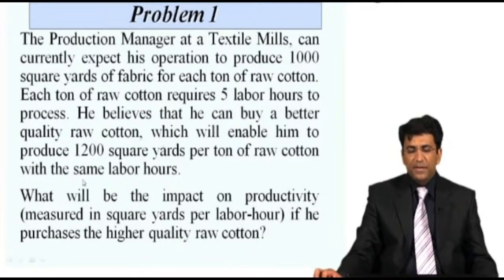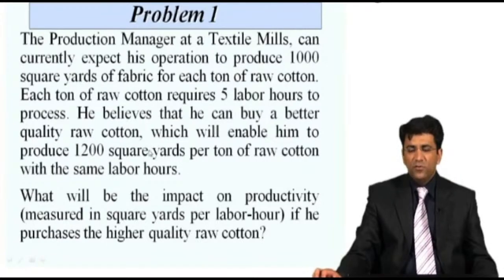He believes that he can buy a better quality raw cotton, which will enable him to produce 1200 square yards per ton of raw cotton with the same labor hours. Now students, if he uses some new quality raw cotton, he will be able to increase his output to 1200 square yards. So this is the new output with the use of new better quality raw cotton. What will be the impact on productivity if he purchases the higher quality raw cotton? Now students, again, this is a very simple example, and actually it is the oral question.